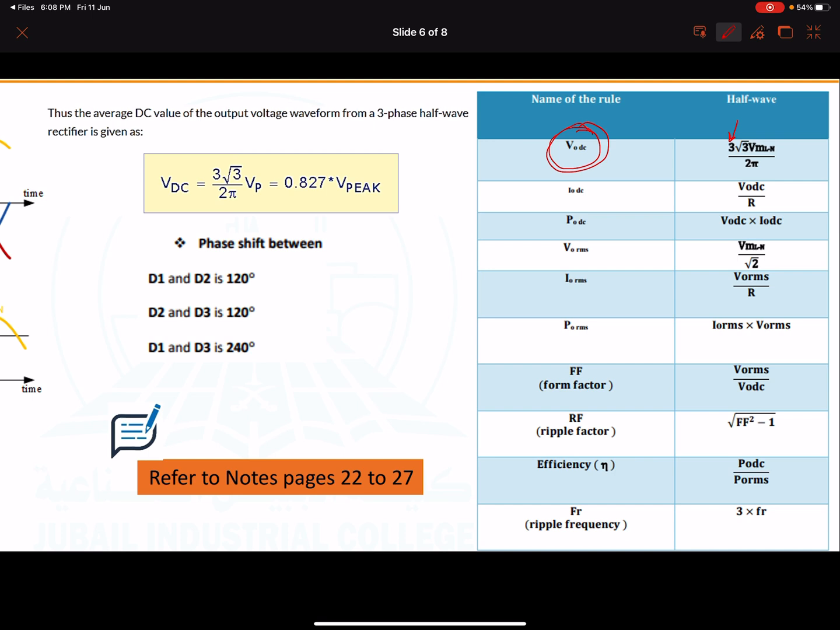Now we have three because of the three diodes, right? Now we have root 3 multiplied by V maximum line to neutral, because we are working in three phase, right? So we know that three phase here should be line to neutral. So we multiply root 3 by V maximum line to neutral, and it is divided by 2 pi. Why 2 pi? Because we are working in one cycle, right? Now this is for the V out DC. Of course, the rest of the formulas are just Ohm's law.